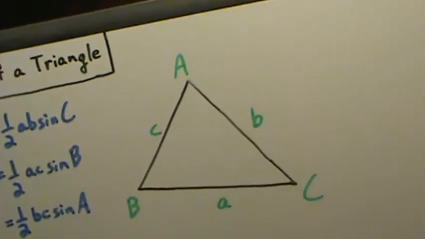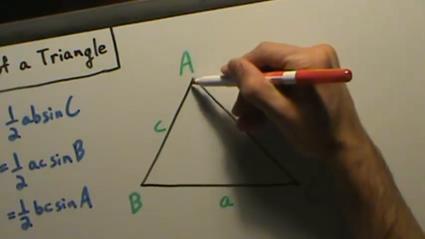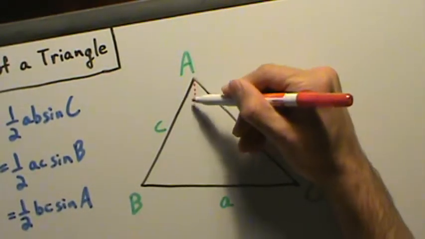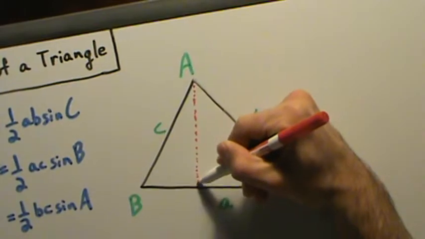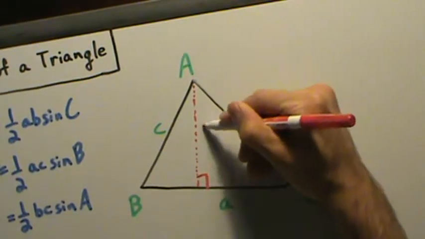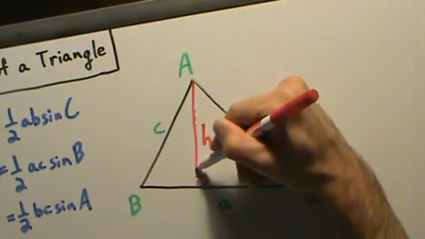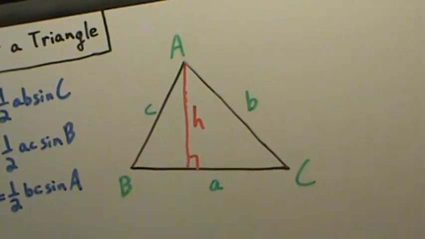So what we want to do is drop a perpendicular from A down to little a. So perpendicular, and we'll call it H. Let me fill it in. Okay, so that's going to be the height of the triangle.